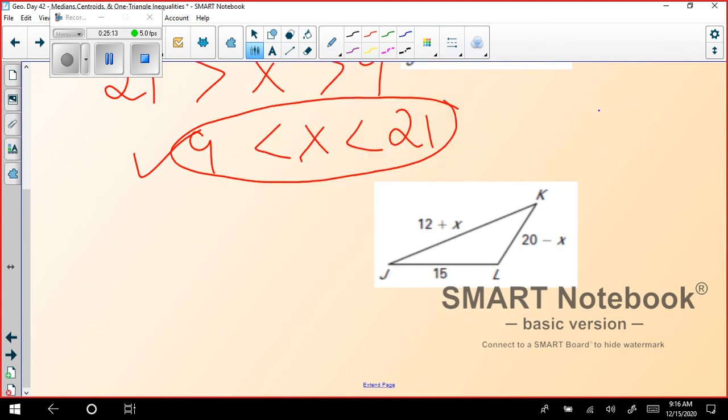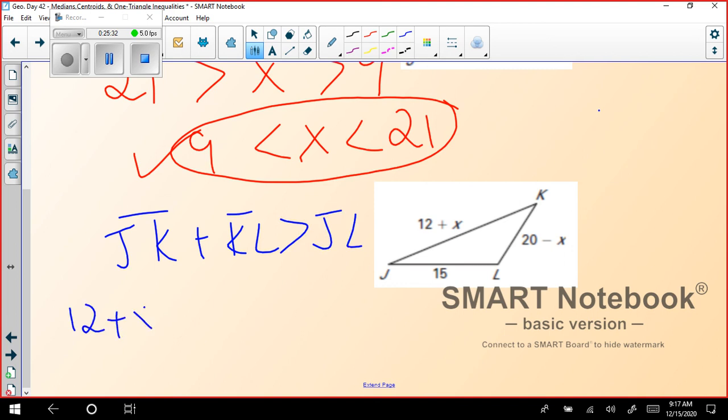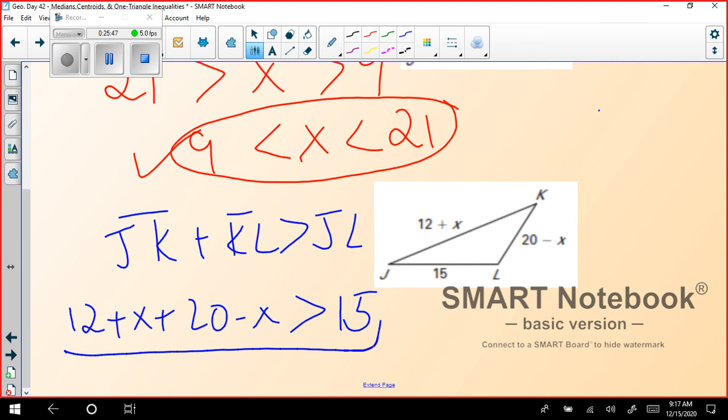Here we'll use the triangle inequality theorem instead of the property. It says that the sum of any two sides will be greater than the third side. What does that mean? It means that JK plus KL is greater than JL. So I'll have 12 plus x plus 20 minus x is greater than 15. This will not make any sense to me because I will not need this one at all.